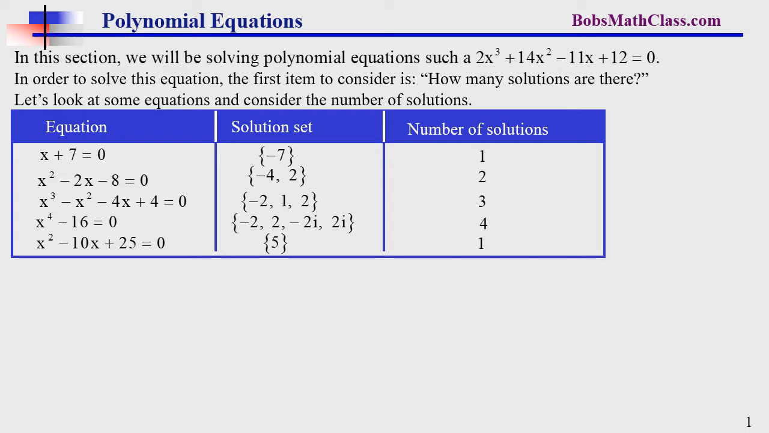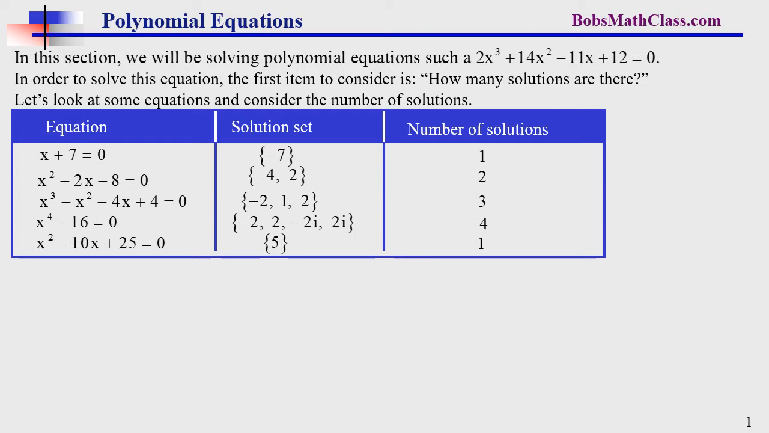In the second row, x squared minus 2x minus 8 equals 0. We could solve that by factoring and setting each factor equal to 0, or by using the quadratic formula, but there's two answers. The third row is a degree 3 polynomial. The first one was degree 1, the second row is degree 2, the third row is degree 3. So we're going to solve this one today.